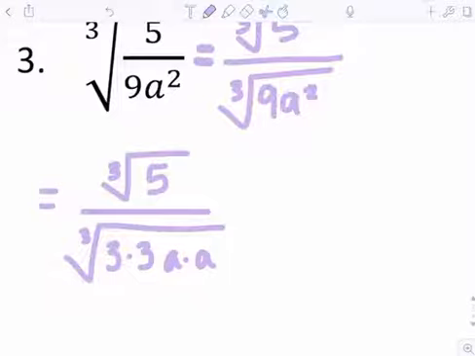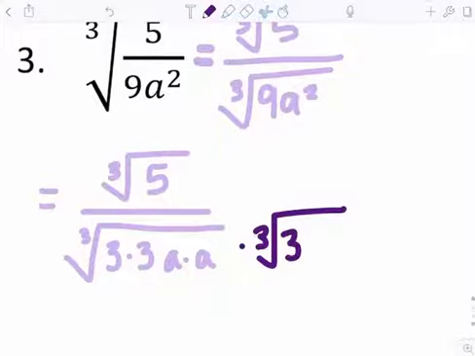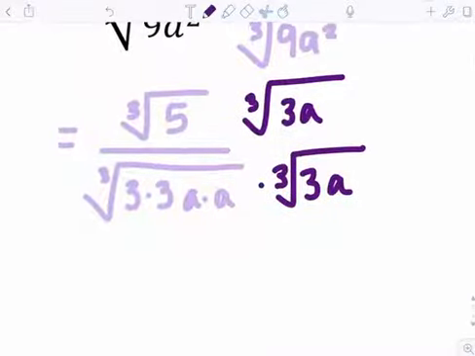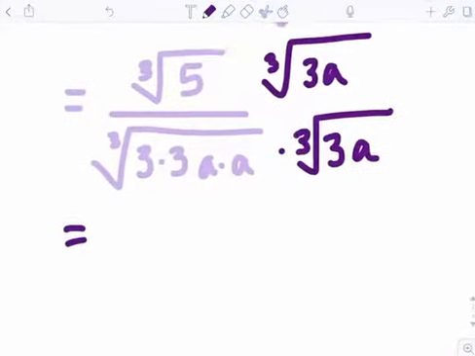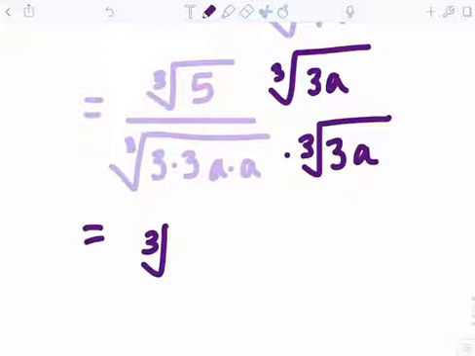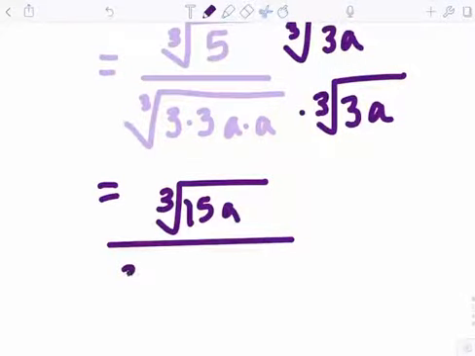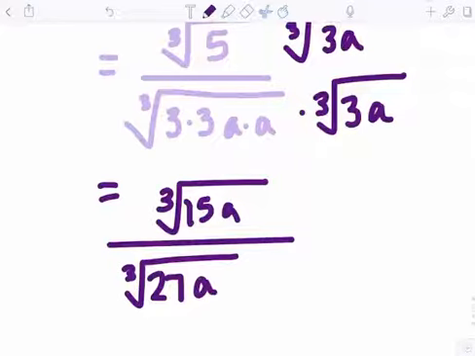Well, we need 3 of the same number to create a perfect cube. So all that I'm missing is a third 3 and a third a. So I'm going to multiply the top and the bottom by the cubed root of 3a. Okay, so I'll show you why this works. In the numerator, I'll get the cubed root of 15a. In the denominator, 3 times 3 times 3 is the cubed root of 27. A times a times a, that's a cubed.